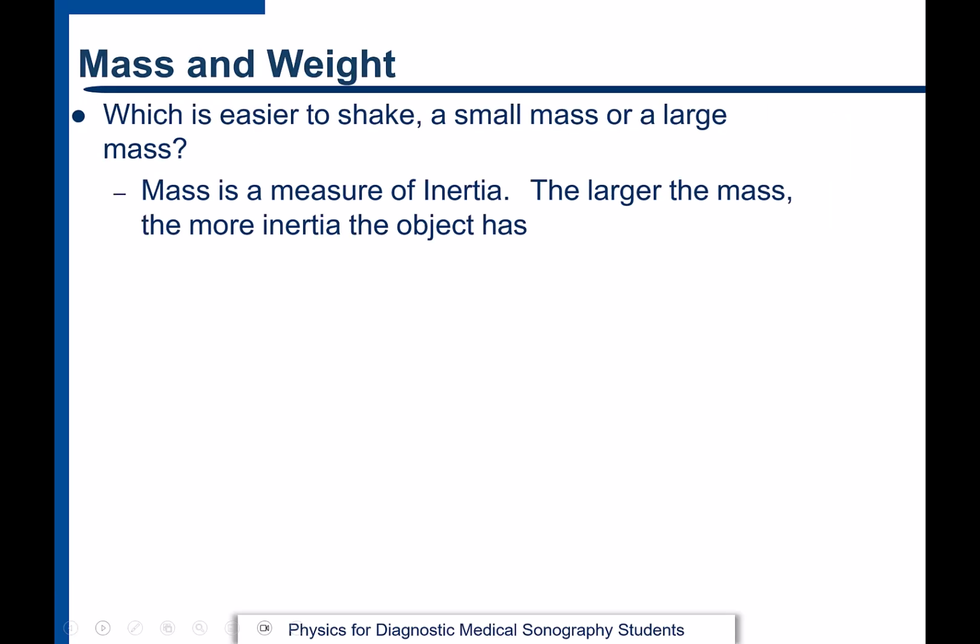So we've said that the concept that an object wants to either stay at rest if it's already at rest or stay in motion if it's already in motion is called inertia. And what we want to do now is understand how we know whether an object has a lot of inertia or a little inertia. Well, it turns out that mass is a measure of inertia. So the more massive an object is, the more inertia it has, meaning the harder it is to change its motion.